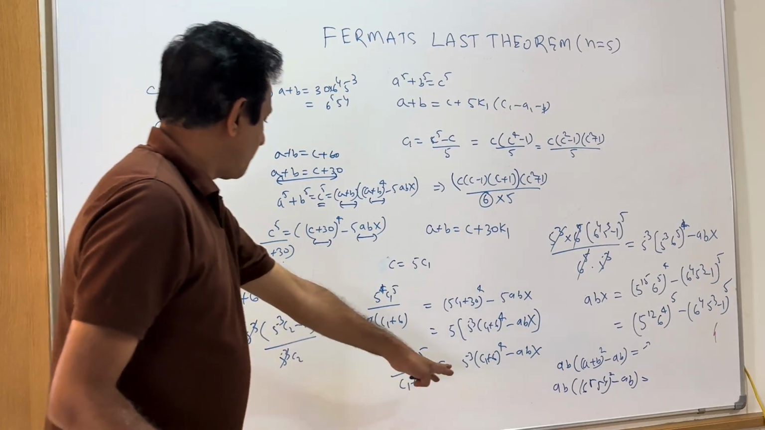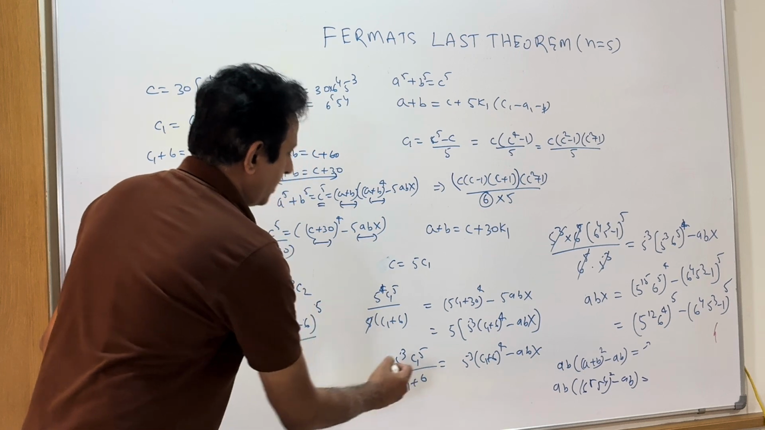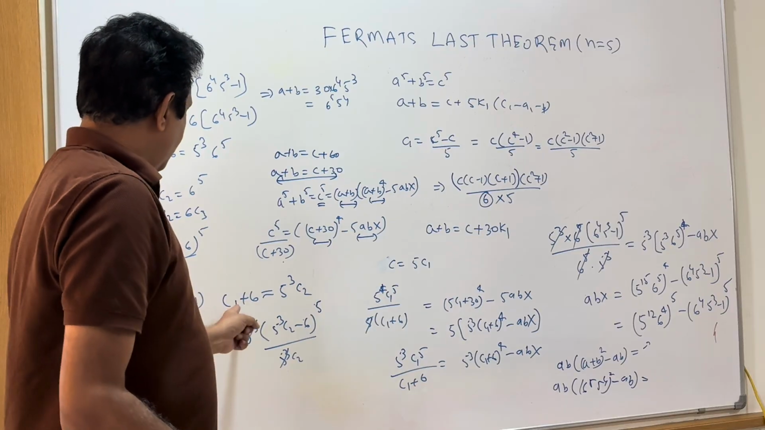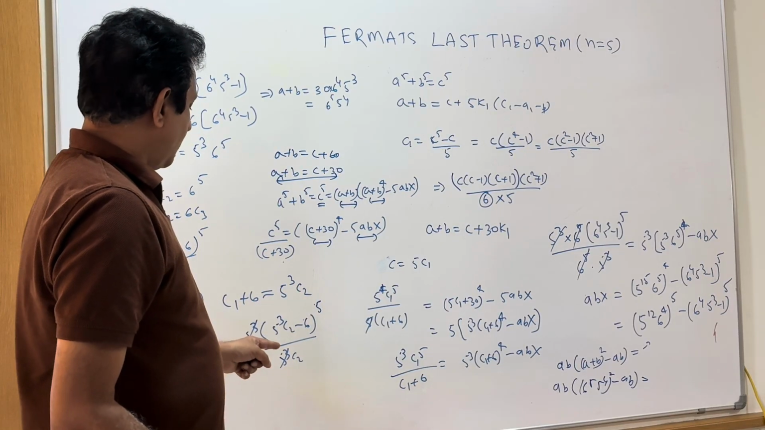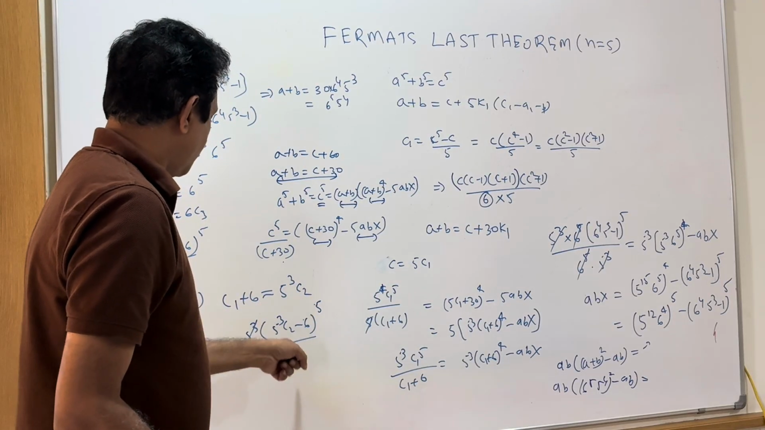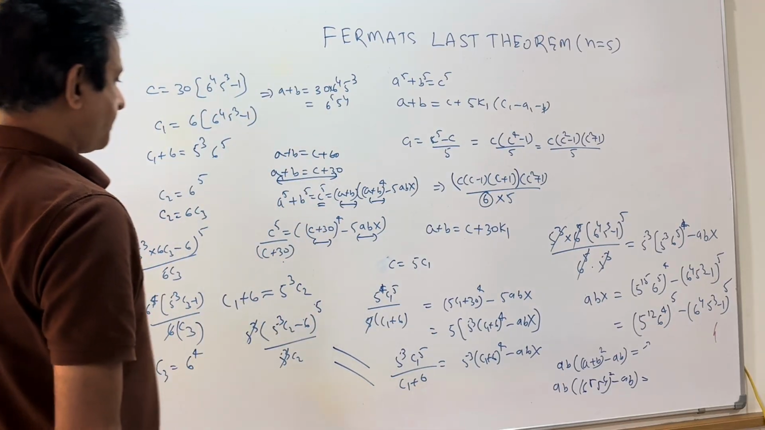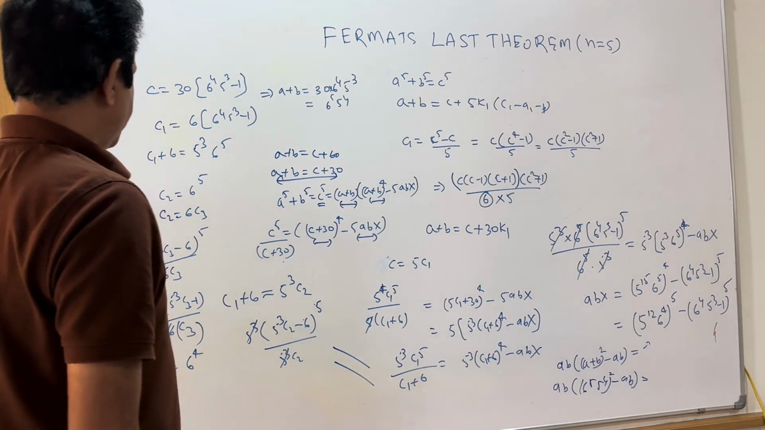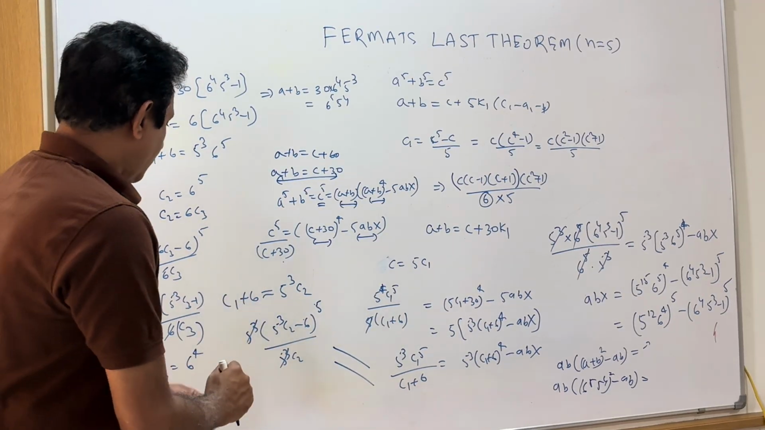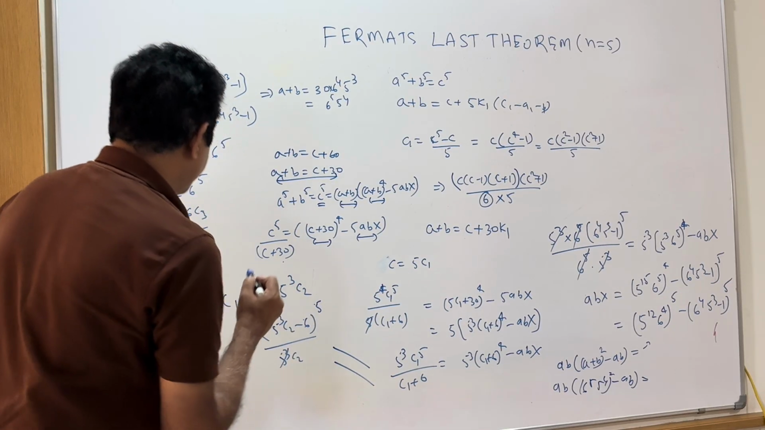Okay, so that means that c1 plus 6 should be divisible by 5 cube into something, c2. So when c1 plus 6 is equal to 5 cube c2, you substitute this. I mean c1 is equal to 5 cube c2 minus 6 by 5. So this one will become this. Alright, so now this will be like 5 cube c2 minus 6 power 5 by c2.